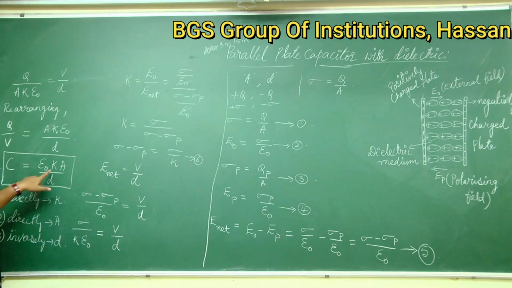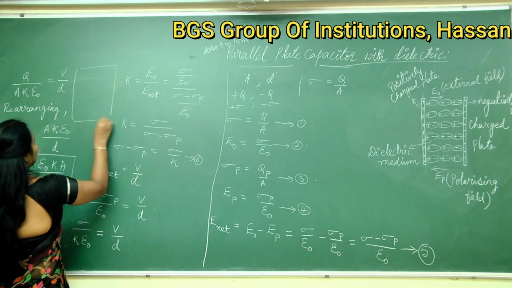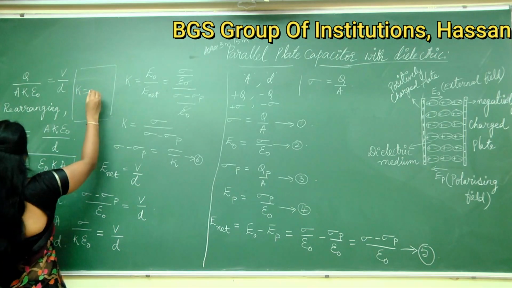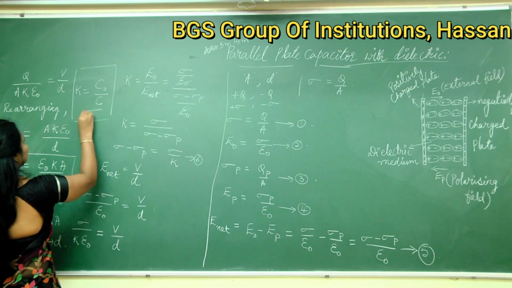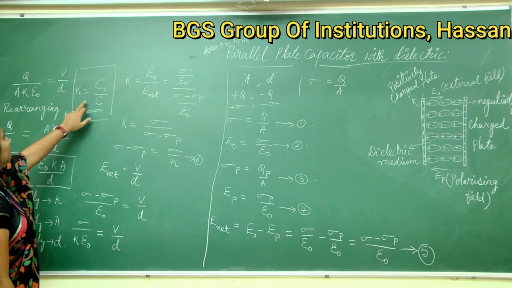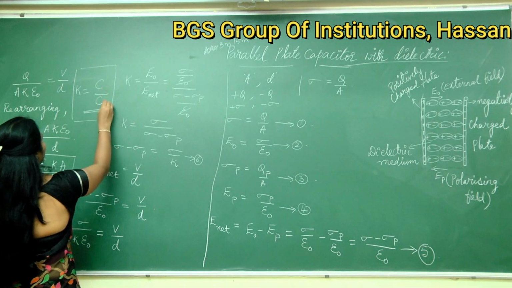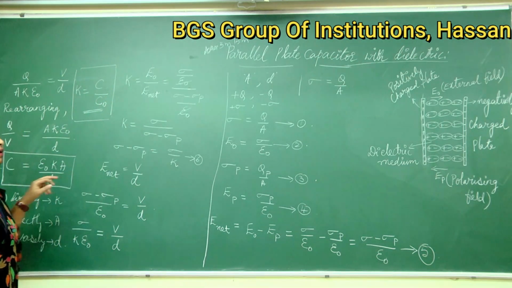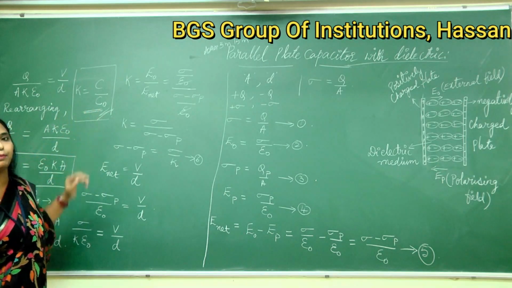And also we can define the dielectric constant K in terms of capacitance. It can be defined as K is equal to C divided by C naught. That is, K is equal to the ratio of capacitance in the medium to that in air, that is C divided by C naught. This is the expression for the dielectric constant in terms of capacitance.